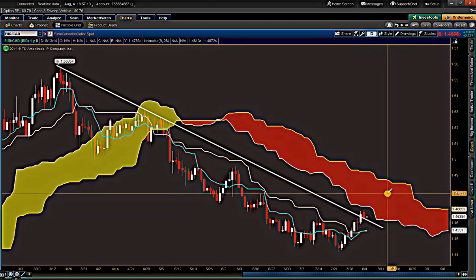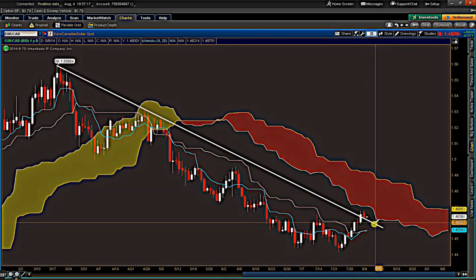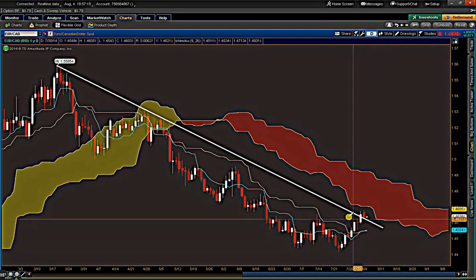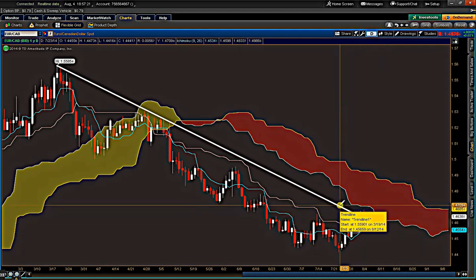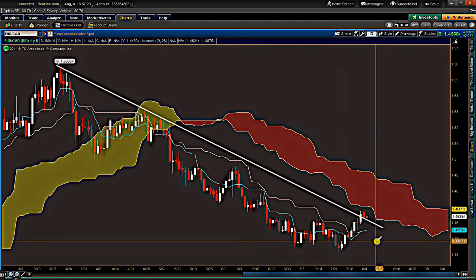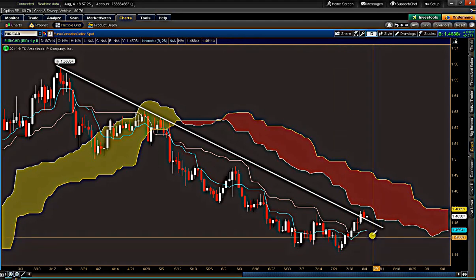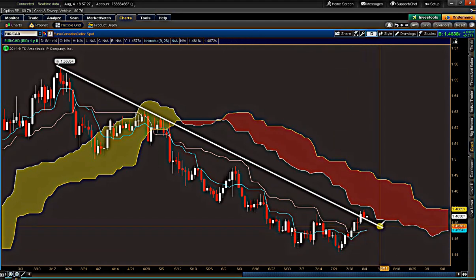Alright, so what I'm going to wait for is definite confirmation. Now price could just break right below this trend line, which would negate it, and we could get a strong bearish Tenkan Kijun crossover towards the downside, and price could break below the Tenkan and the Kijun.